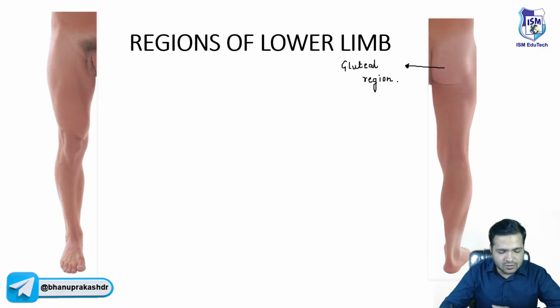It is also called the gluteal region. Why? Because of the muscles over here, gluteus maximus, gluteus minimus. Due to the muscles present over here, the region is classified as the gluteal region.